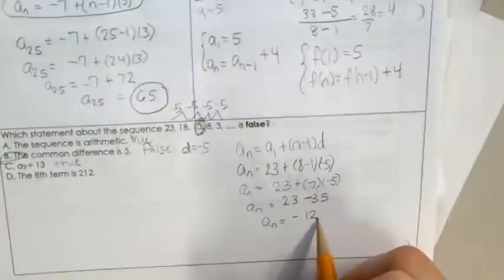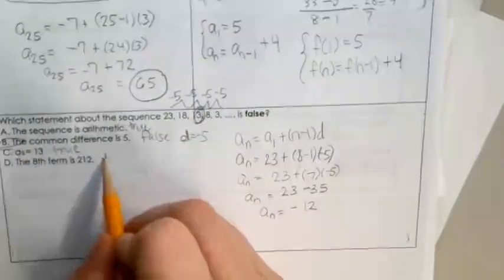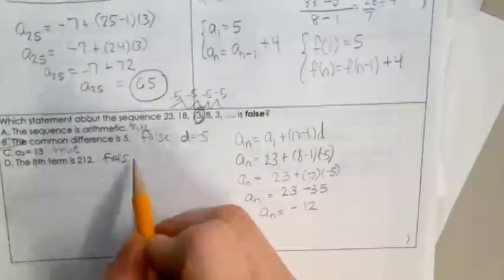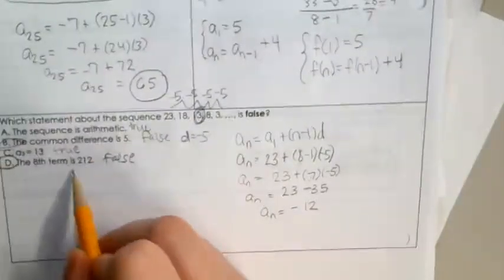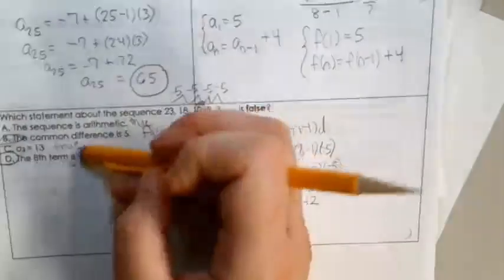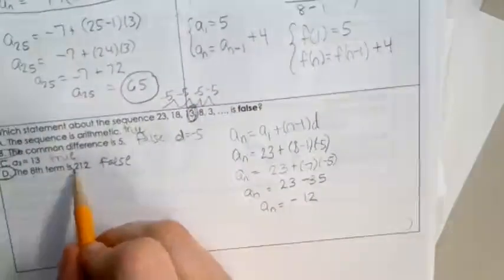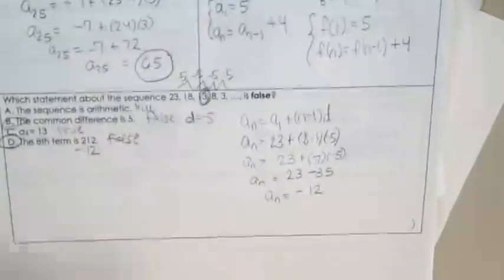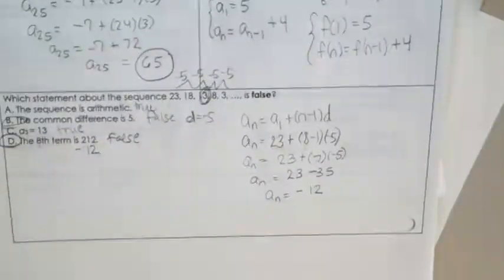They say it's 212, so this is false. As it follows, it should be negative 12, which is where that typo comes in. That should have been a negative instead of a 2. So negative 12 is indeed the 8th term.